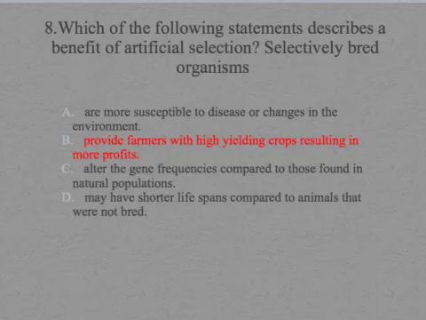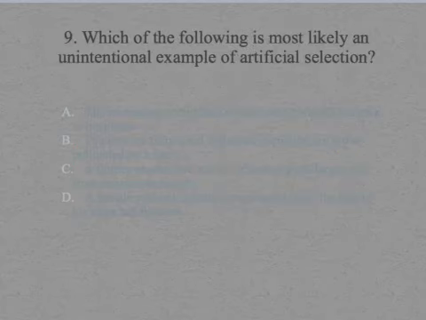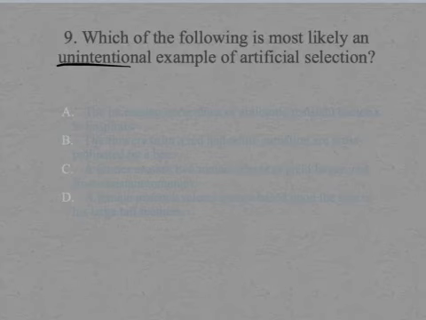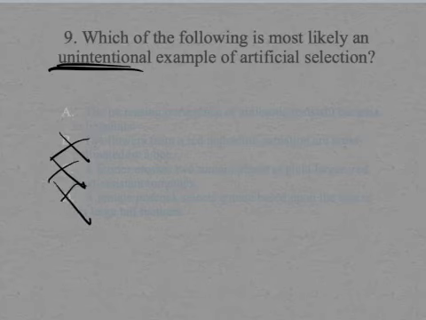Which of the following is most likely an unintentional example of artificial selection? A, the increasing occurrence of antibiotic-resistant bacteria in hospitals. B, the flowers from red and white carnations are cross-pollinated by a bee. C, a farmer crosses two tomato plants to yield large red frost-resistant tomatoes. D, a female peacock selects a male based on the size of his large tail feathers. Well, unintentional. This one and this one would be intentional, and so would D, because she's choosing based off his tail feather size. So unintentional would be the increasing occurrence of antibiotic resistance, something that we didn't want to happen.